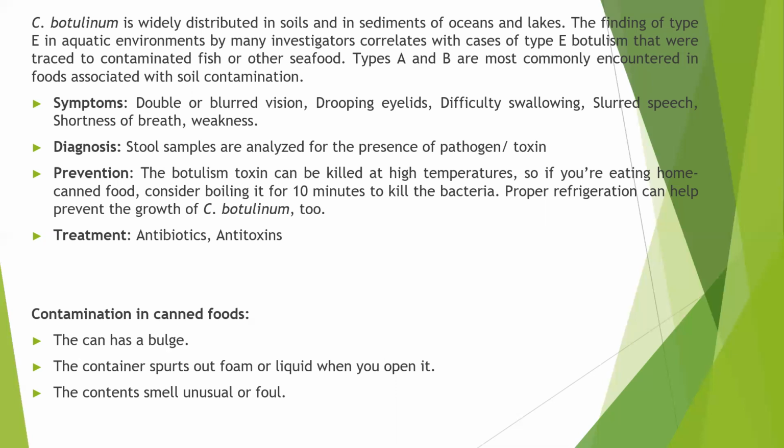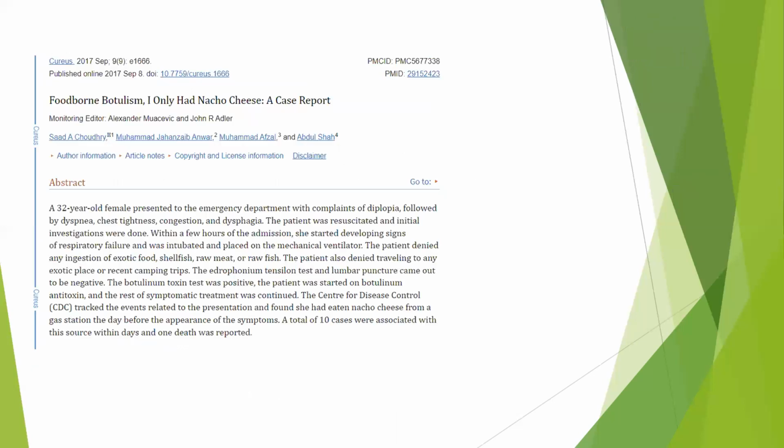The diagnosis can be done with stool samples, which are analyzed for the presence of the pathogen or toxin. Prevention: the botulism toxin can be killed at high temperature, so if you're heating home-canned food, consider boiling it for 10 minutes to kill the bacteria. Proper refrigeration can also help to prevent the growth of Clostridium botulinum. Treatment is through antibiotics and antitoxins. Contamination in canned food can be indicated by a bulge, or the container spurting out foam or liquid when it is opened, and the contents smelling unusual or foul.